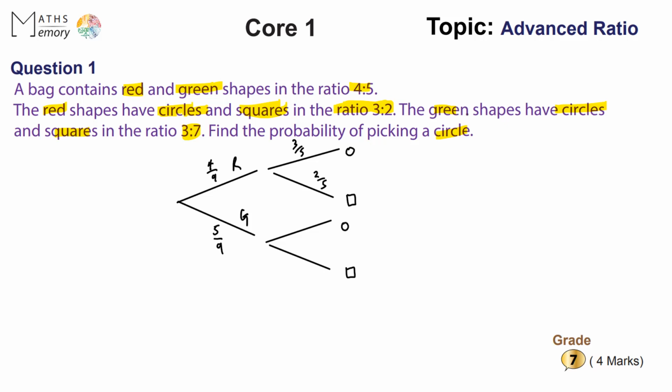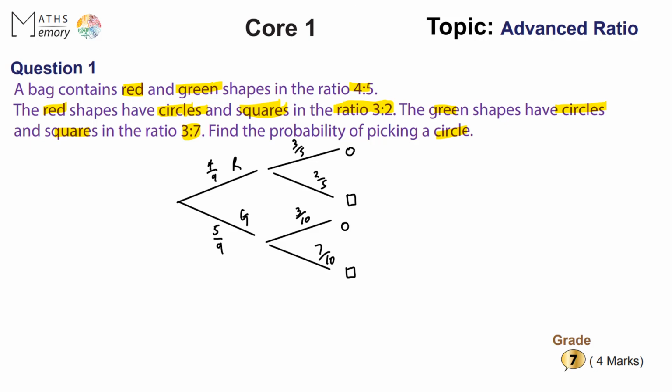Now the greens have circles and squares too. For every 3 circles, there are 7 squares. So this would be 3/10 and 7/10 as well. Make sure they add up to 1 on each of these branches. Now we can attempt this. Find the probability of picking a circle.